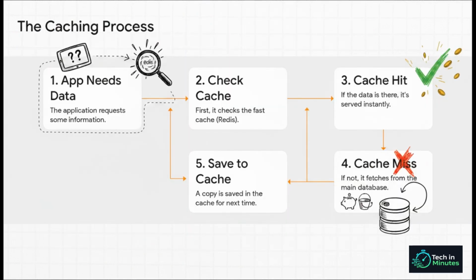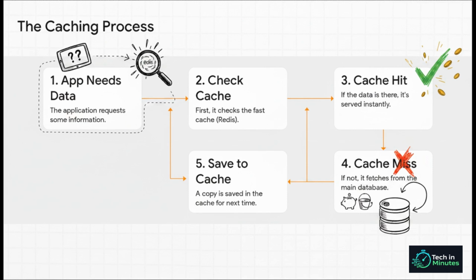So how does this all work in real life? Let's walk through it step by step. First, your app needs some data. The very first thing it does is check the fast cache. It checks Redis. It asks a simple question. Is the data here? If the answer is yes, boom, that's a cache hit. Success. The data is served up instantly.